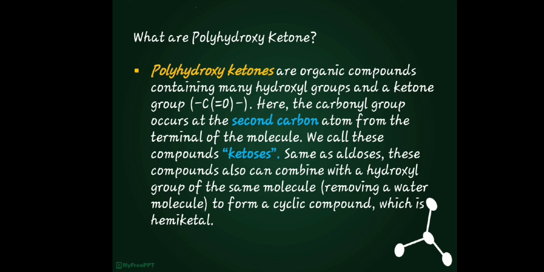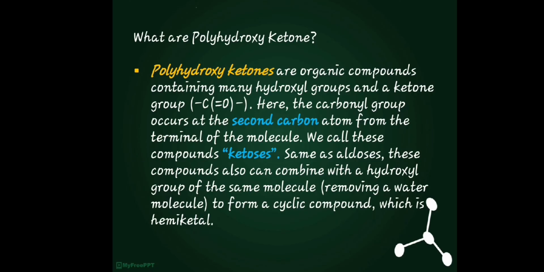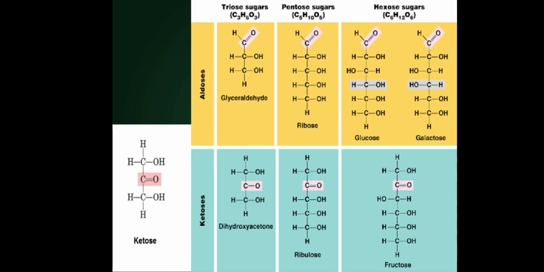Same as aldosis, these compounds also can be combined with hydroxyl. The similarity is that they can both be combined with the hydroxyl group of the same molecule, removing a water molecule to form a cyclic compound, which is hemiketal. So in polyhydroxy aldehyde, it's called hemiacetal. In polyhydroxy ketone, it is called hemiketal. So let's proceed to another slide.